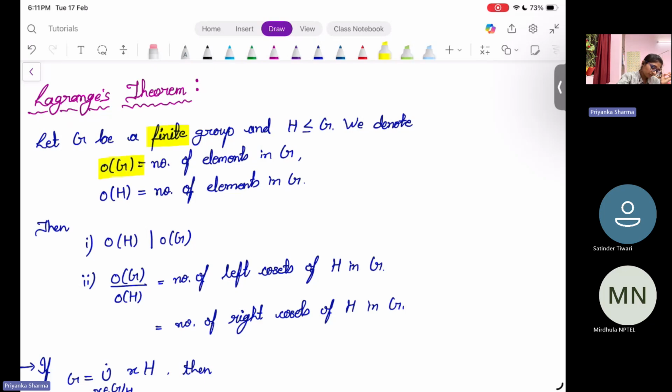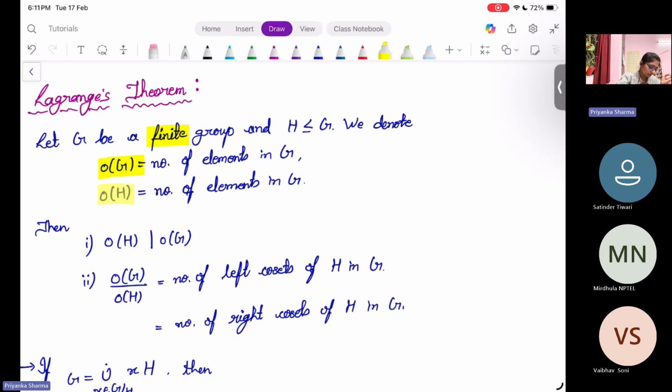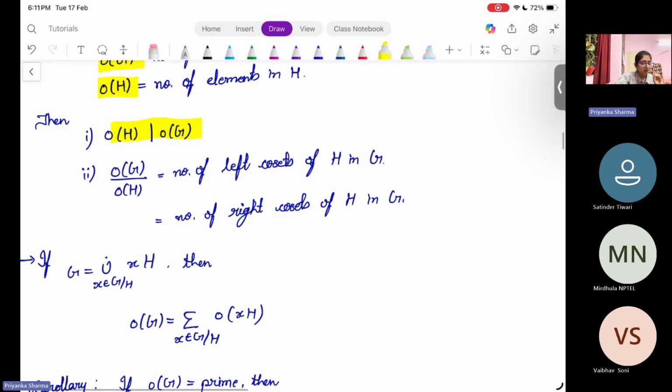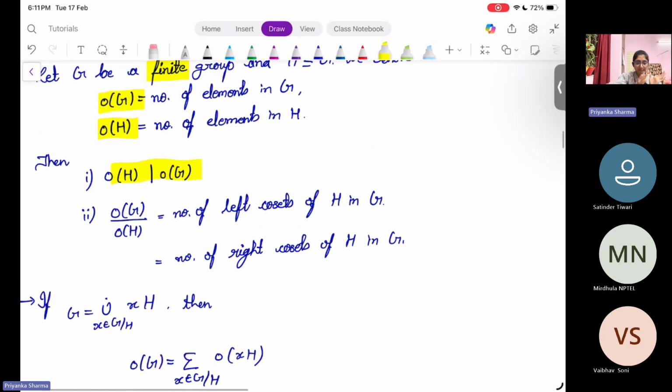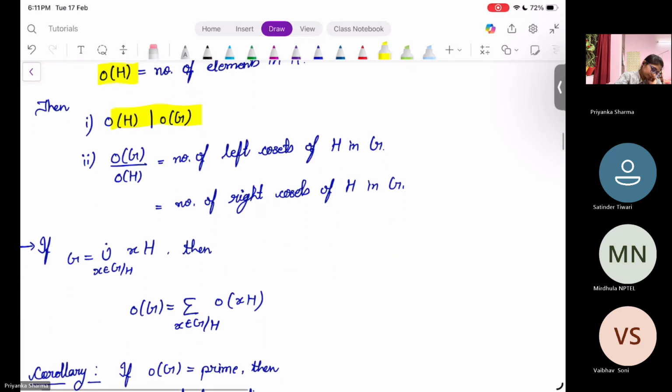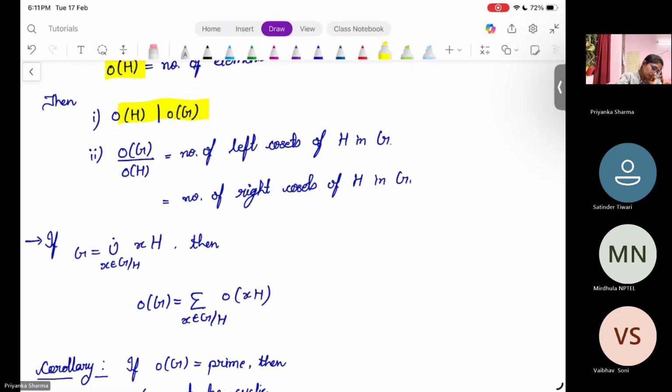So if order of G is the number of elements in G and order of H is the number of elements in H, then by Lagrange's theorem, order of H divides order of G. It means the order of every subgroup of a group divides the order of the group. This ratio, order of G by order of H, is the number of left cosets of H in G as well as the number of right cosets of H in G.